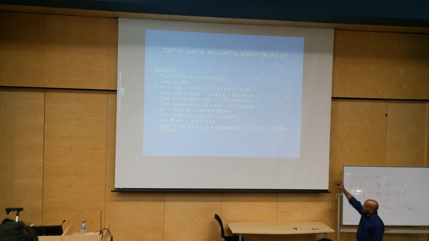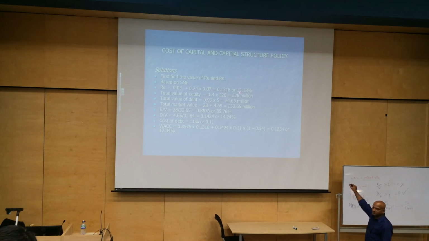E over V is that, D over V is that. Where do these come from? That's the percentage, that's a ratio, a ratio that has to be a percentage. Those two put together are 1, or 100%. Cost of debt is 0.11.